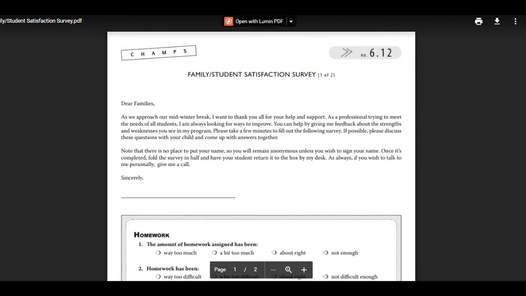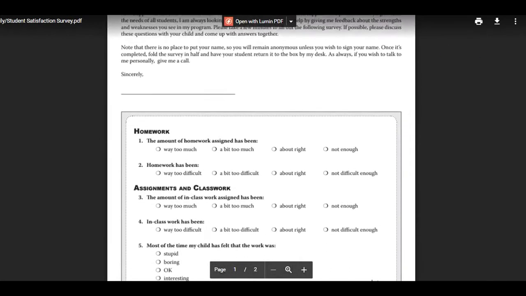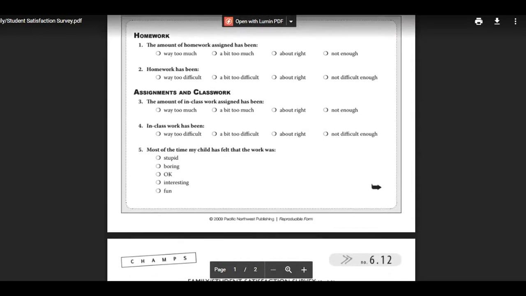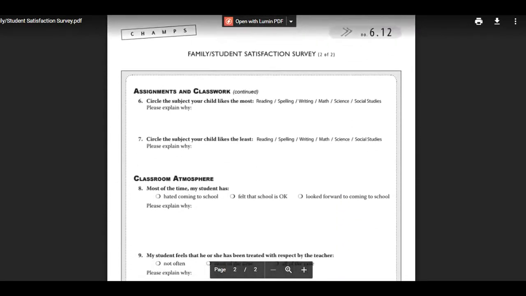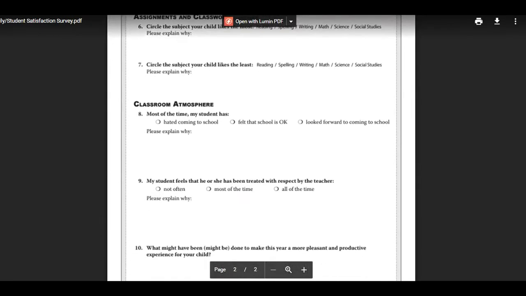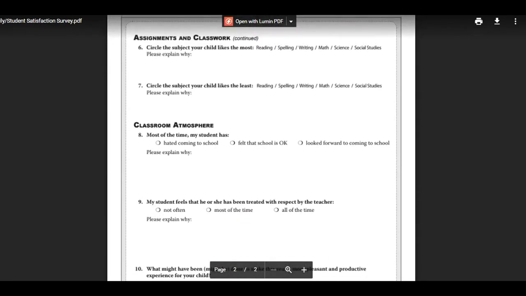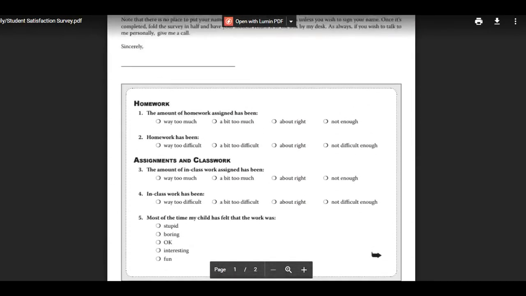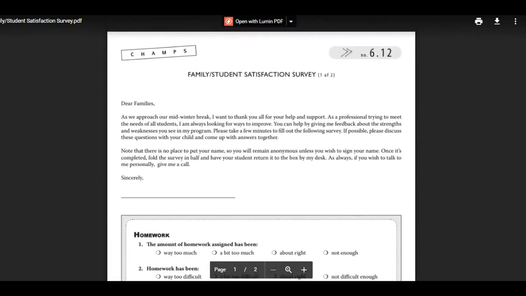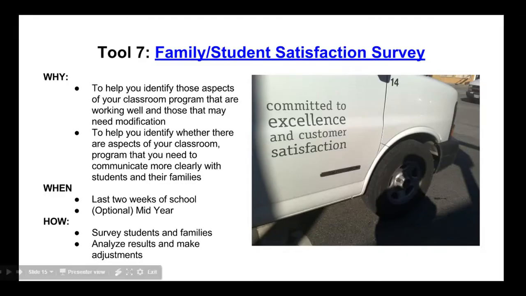And here's just an example of a satisfaction survey. You can see there are some quick questions about homework, assessment in the classwork, really getting some information around how the students are feeling about the work, the assignments, the classroom, the atmosphere, and that can really give you a lot of good information about what tweaks might need to be made to address the needs of students and families in your classroom.